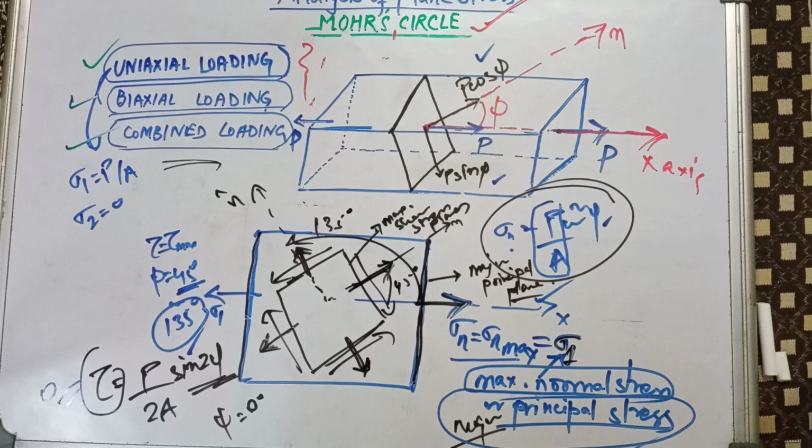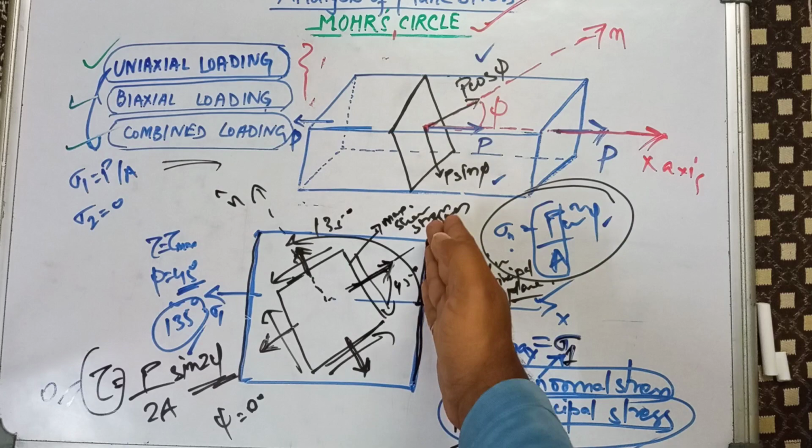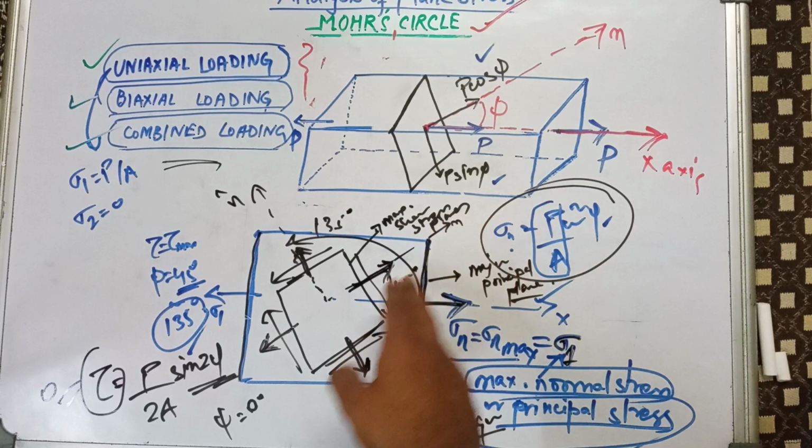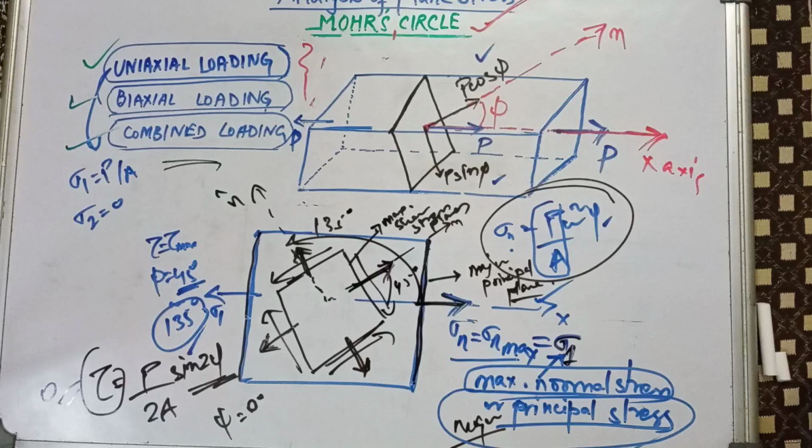This is the plane of maximum normal stress. This is the plane of maximum shear stress. If you draw its normal like this, these two planes are making an angle of 45 degrees. So always remember, the plane of maximum normal stress and the plane of maximum shear stress are separated by 45 degrees from each other. Is it clear to you or not?